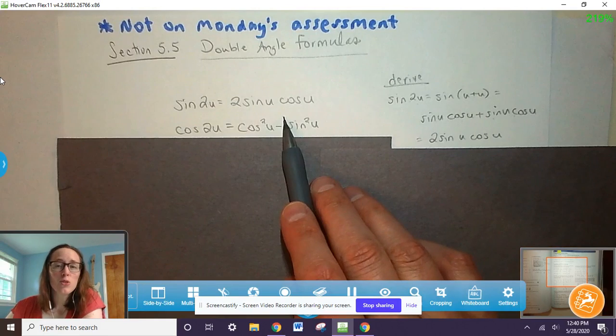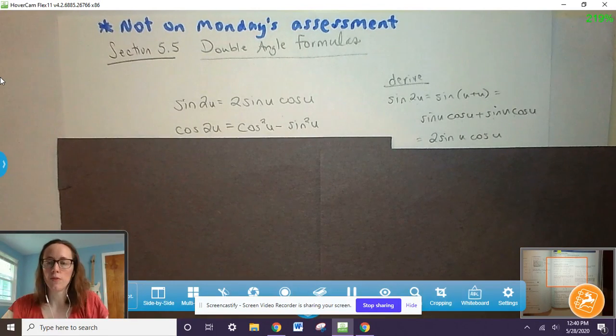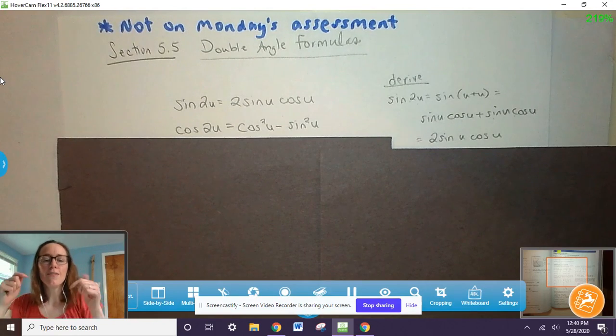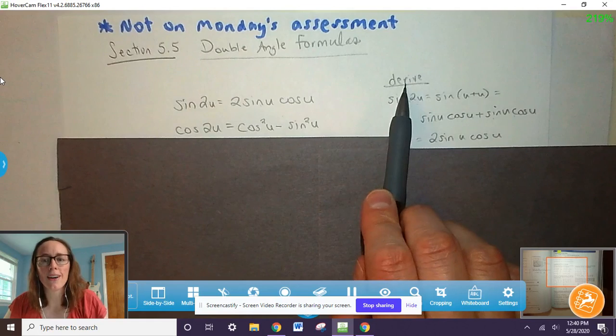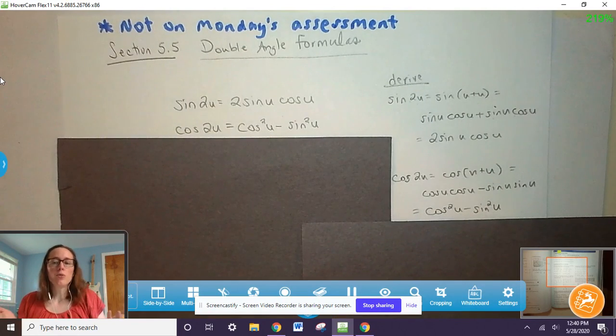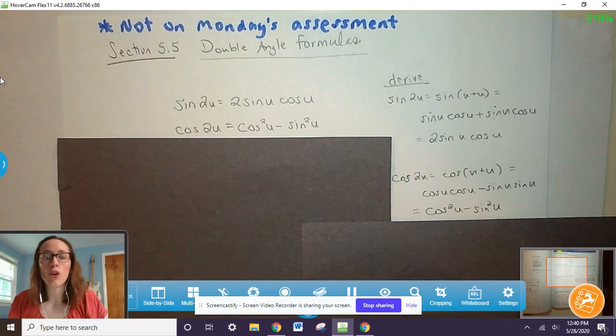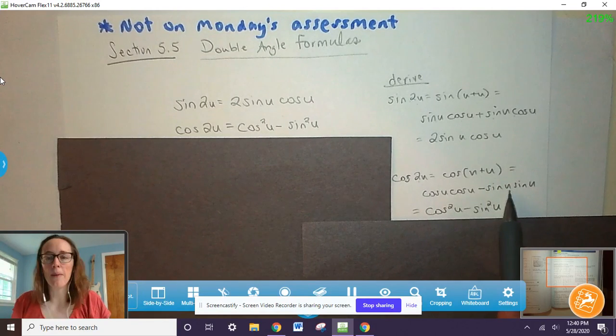So even if we were in school, this is a formula that I would say don't memorize. You certainly don't have to memorize it because of the way we're doing our learning. But even if we were in school, I'd say don't memorize this formula, just derive it because it's so quick. Similarly, with the cosine double angle formula, cosine 2u, since 2u can be rewritten as u plus u, you can just apply your cosine angle sum formula. It's cos cos minus sine sine, and that's how we got that.